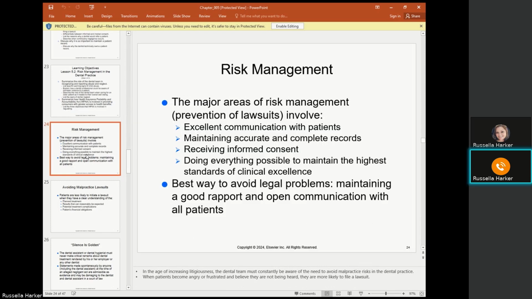The best way to avoid legal problems is maintaining a good rapport with open communication with your patients. So make sure that you are listening to your patients and that you are informing your patients on procedures before they're completed and after they're completed. The going home instructions are very important.